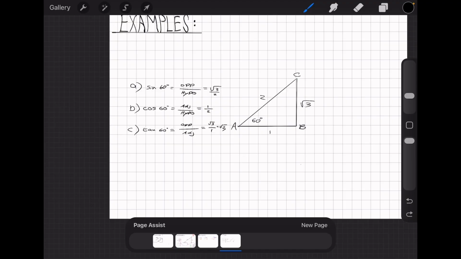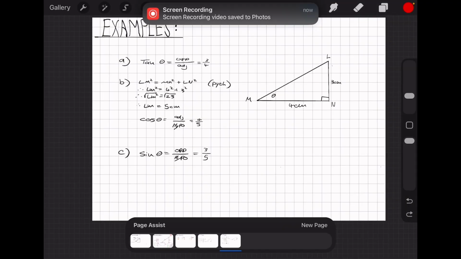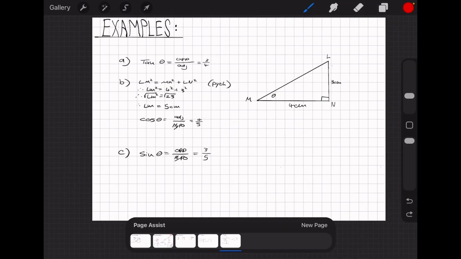For A, sin 60 degrees, we put our opposite side over our hypotenuse, which gives us square root of 3 over 2. B, cos 60 degrees, is adjacent over hypotenuse, which equals 1 over 2, or 1/2. C, tan 60 degrees, is opposite over adjacent, equivalent to square root of 3 over 1, which is the square root of 3. In this example, we need to figure out the value of tan, the value of cos, and the value of sin.